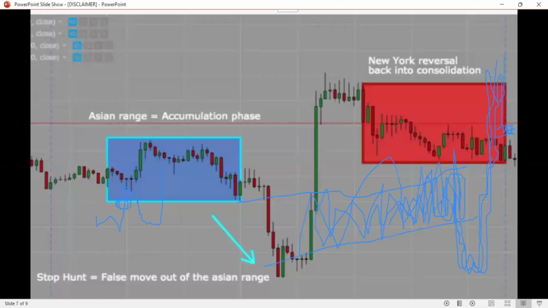So this is what I just explained. This is a picture showing that we have the Asian range, which is the accumulation phase, then the stop hunt point, which is the fake move out of the Asian range. Now the market maker knows it's going to buy. Then what happens is it drops the market to deceive people that it was going to sell, and then it trades in the opposite direction. Then after that, it reverses the market during the New York session, back into consolidation.